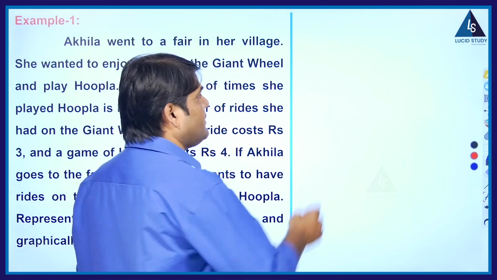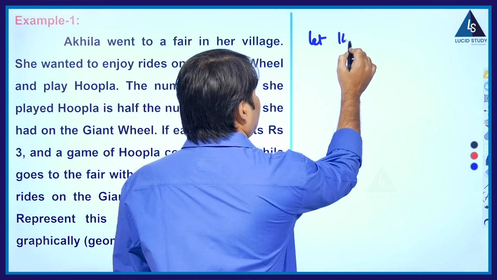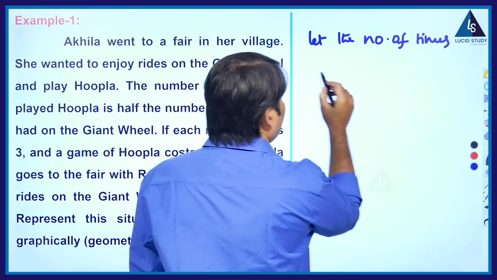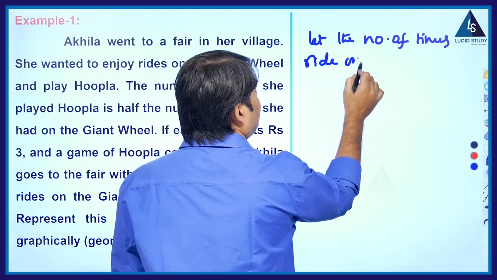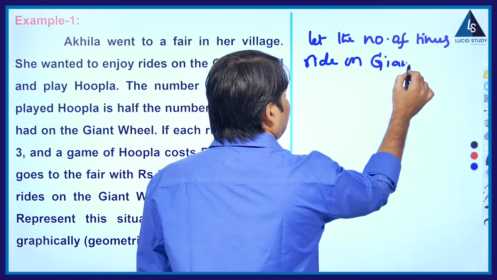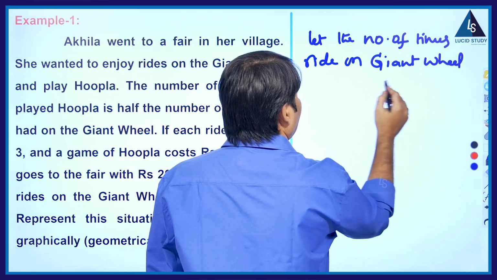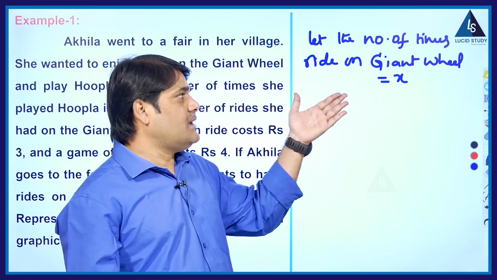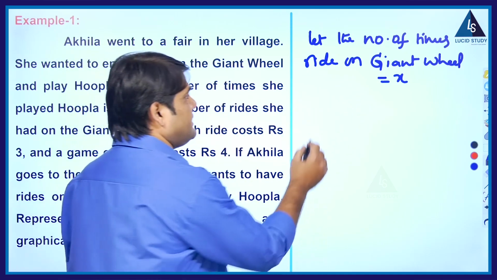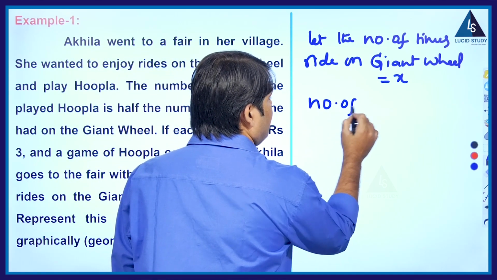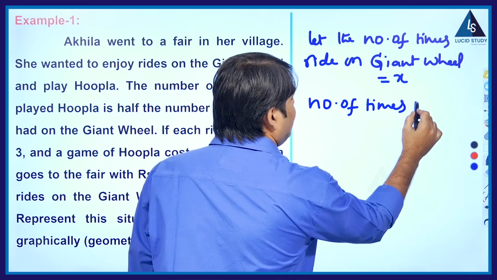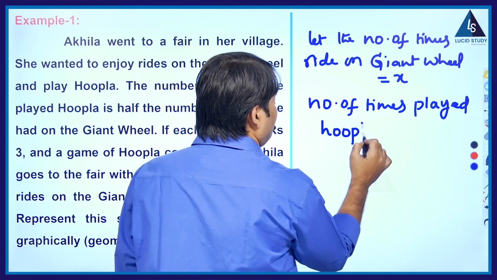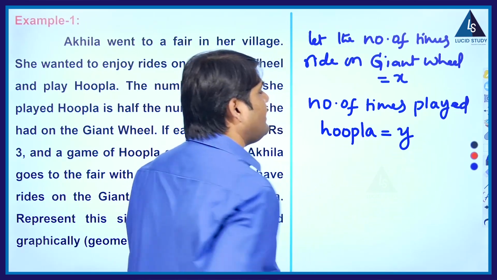Right, now I will assume that, so let the number of times ride on giant wheel we will assume as x. Okay, number of times that she rode on giant wheel is x. Next, number of times played hoopla. What is that game? Played hoopla is given as y. Let us assume that it is as y.